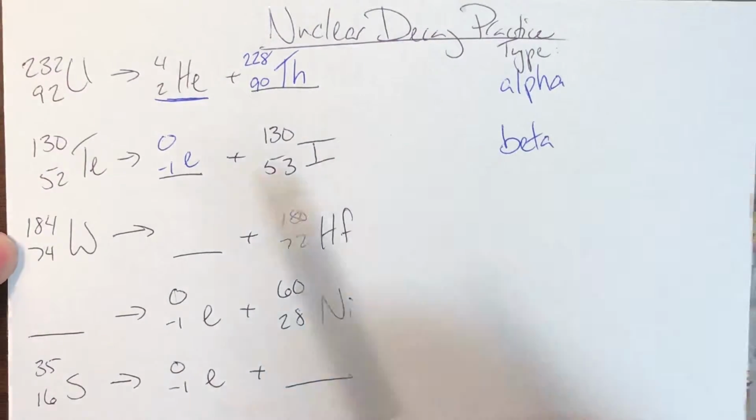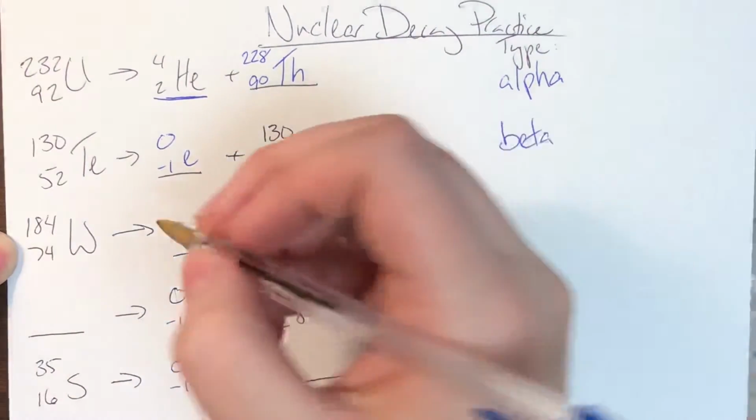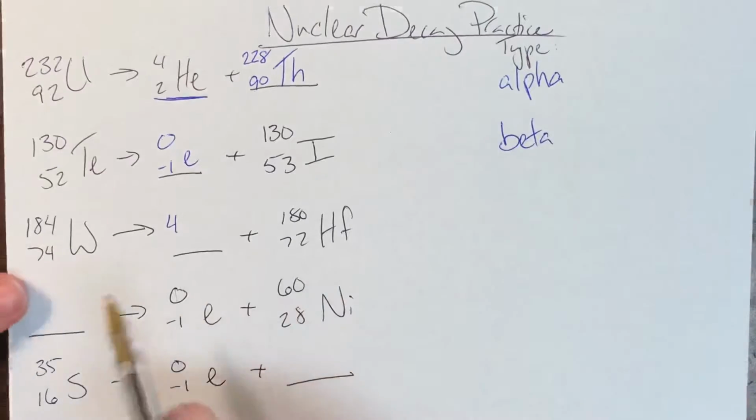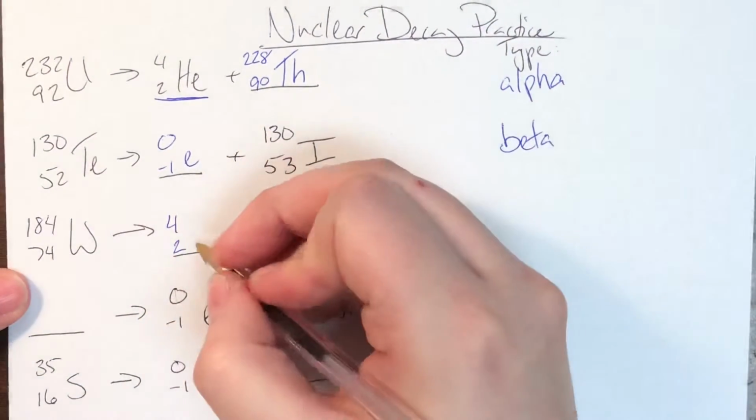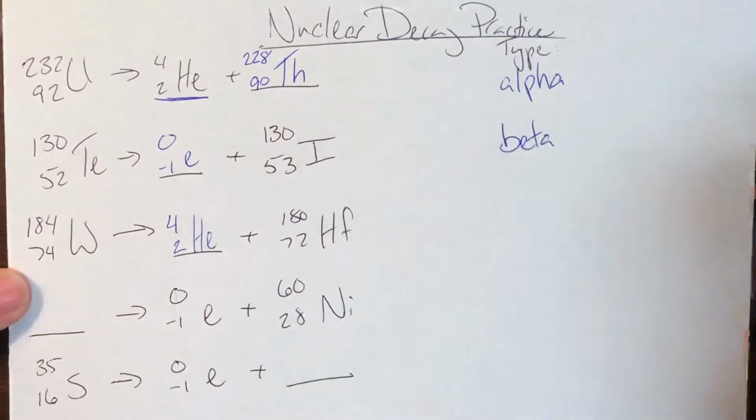Here's my third type. I see that my mass went down by 4 and my protons went down by 2. This looks like alpha to me.